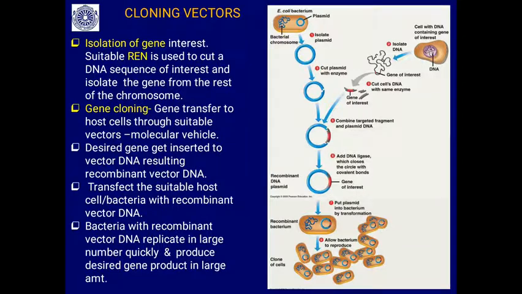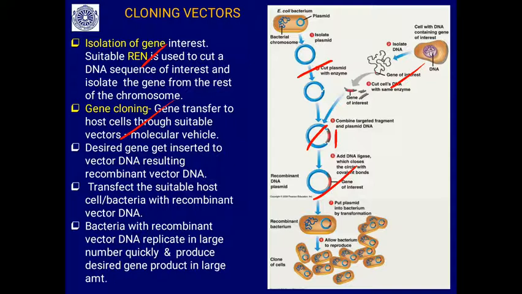So what are the steps? You have studied already; these are the basics of recombinant DNA technology. We have to isolate the gene of interest with the help of restriction endonuclease, isolating the DNA sequence of interest from the rest of the chromosomes. Then gene cloning: gene transfer to the host cell through a suitable vector. So we have to collect a suitable vector, cut the vector, and insert our gene of interest. Now this is a recombinant cloning vector.